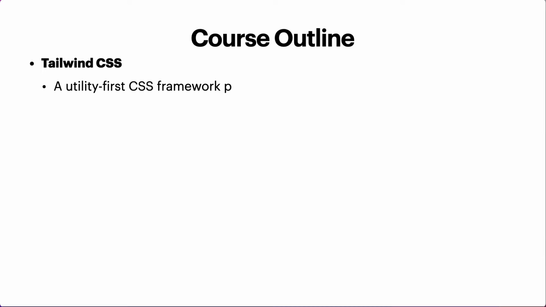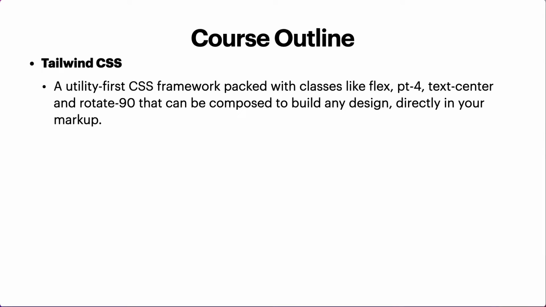We'll be talking about Tailwind CSS. It's basically a utility-first CSS framework packed with classes like flex, padding top, text center and rotate, that can be composed to build any design directly in your markup. So basically, Tailwind CSS is based on CSS, and you don't have to write explicit CSS styles or properties. All you have to do is import the Tailwind CSS files, and then start using it by specifying the class names in your elements.